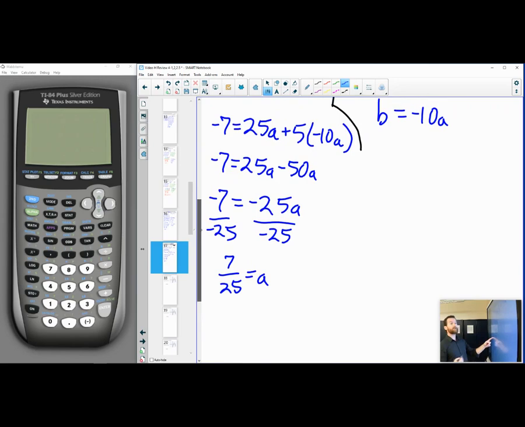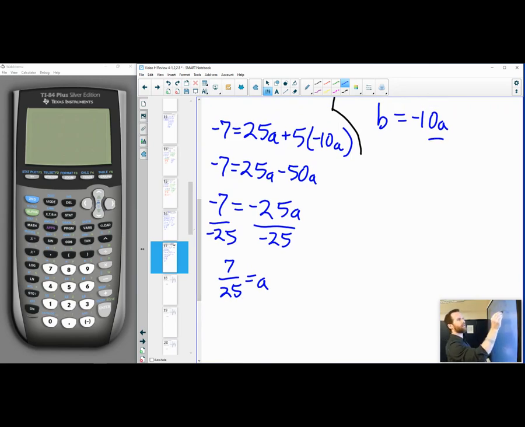Good. Now we just have to find b, and just like last time, we're going to plug in or substitute in for that a. So this equation turns into b equals -10 times 7 over 25. Oh, this is a fraction, so tell you what, I'm going to write the -10 as a fraction times 7 over 25. Again, you could just do this in a calculator. At least me just doing it mentally, it's easier to look for cross-canceling. The -10 and the 25 are both divisible by 5. -10 divided by 5 is a -2. 25 divided by 5 is a 5.